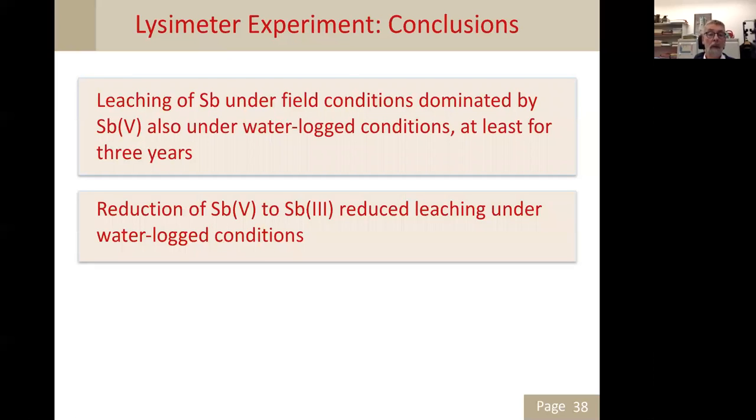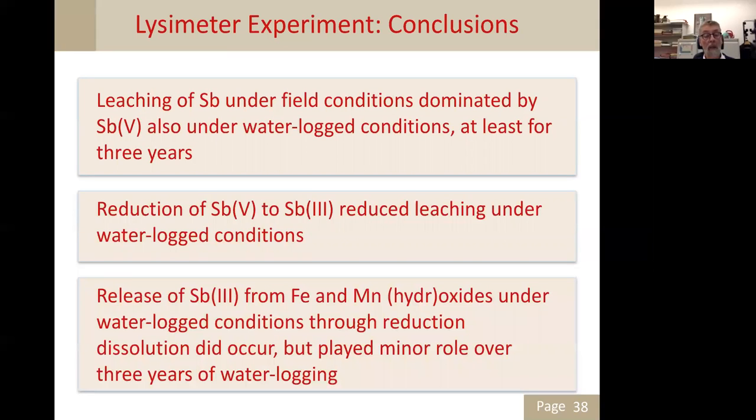And we found some reduction of antimony 5 to antimony 3 under these conditions, as I said, but very slow. And the release of antimony 3 from iron and manganese hydroxides under these field waterlogged conditions did occur, but played a minor role over the 3 years of waterlogging.